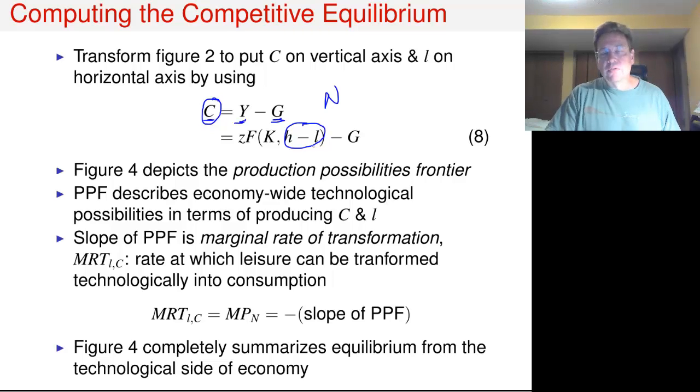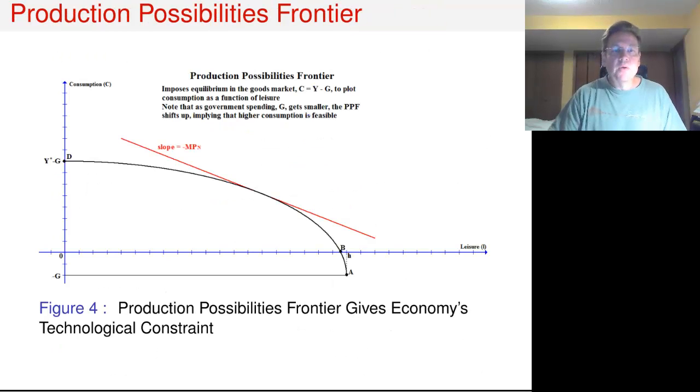So think about this for a minute. What we've done is we've now converted the firm's problem into something that involves a trade-off between consumption and leisure. Well, that's exactly the trade-off that consumers are facing. And this is what allows us to bring together the consumer and the firm's behavior into this general equilibrium analysis. And when we do that, we get this figure. And we get what is called the production possibilities frontier. So that's what this black line is.